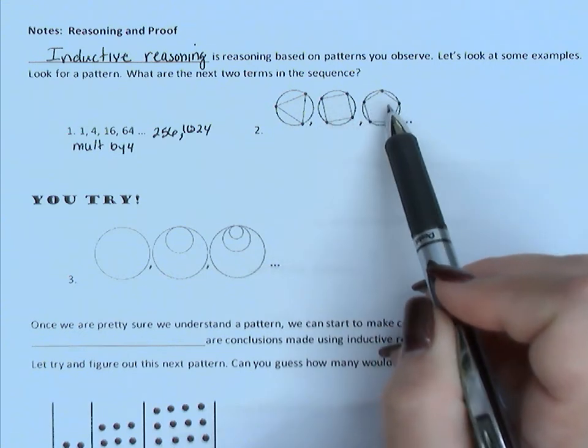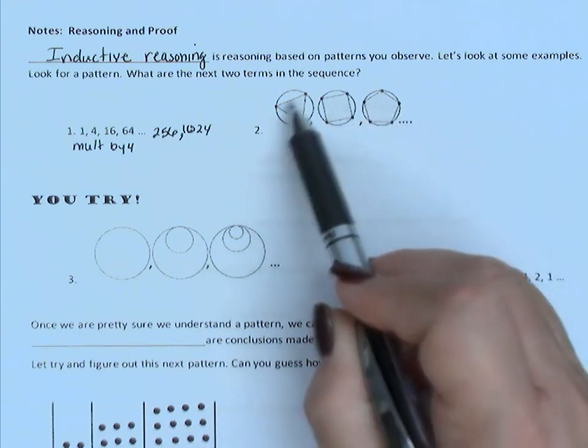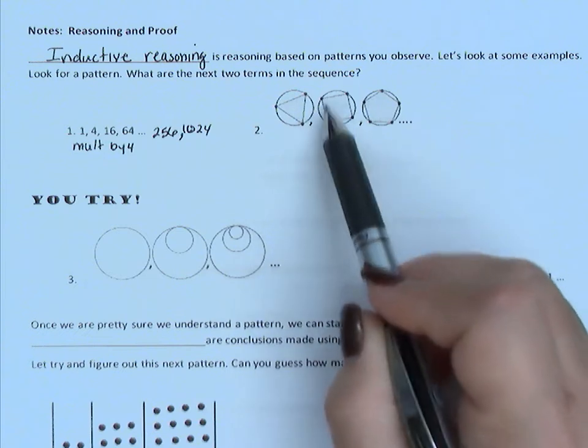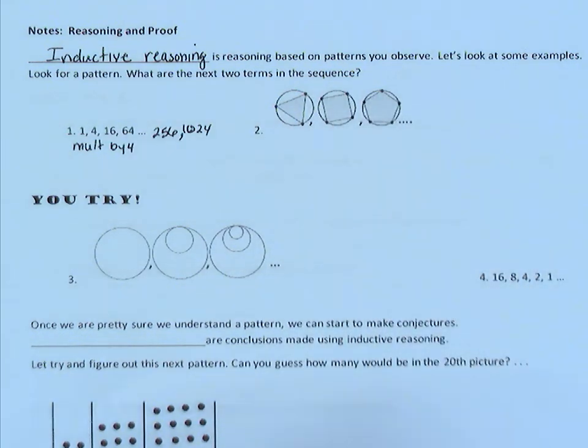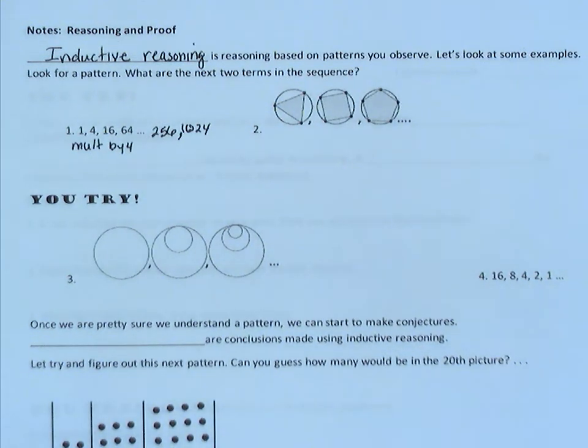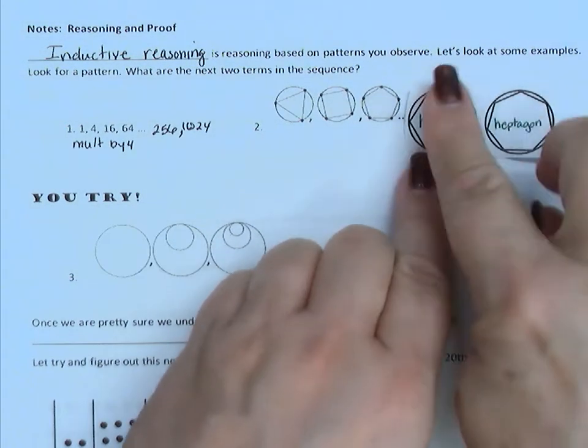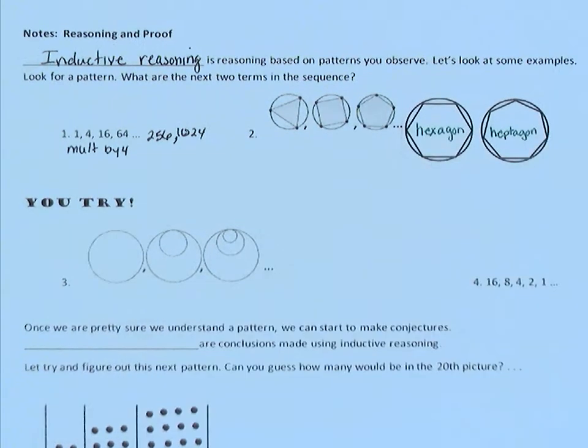Okay. Looking at this pattern over here, what are you noticing is happening as you go from one item to the next in the sequence? Well, this has 3 vertices, this has 4 vertices, this one has 5 vertices. So what do you think the next one's going to have? Well, it's going to have 6 vertices, and the one after that is going to have 7. So if you were to draw the next 2 pieces in this pattern, they would look like this. A hexagon and then a heptagon. So, draw those patterns.